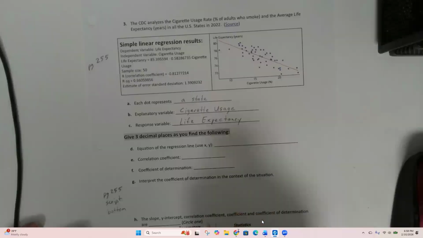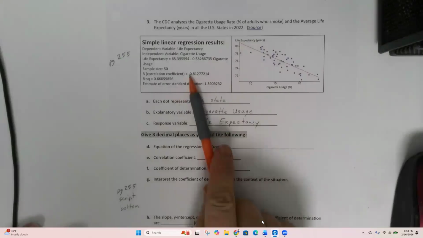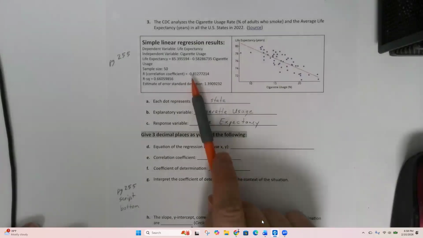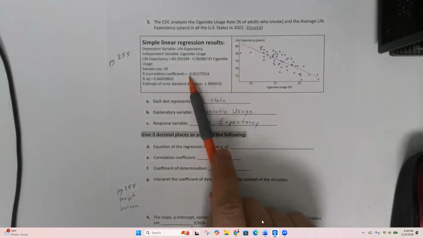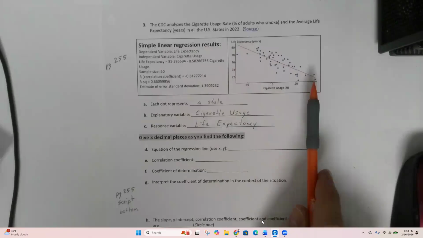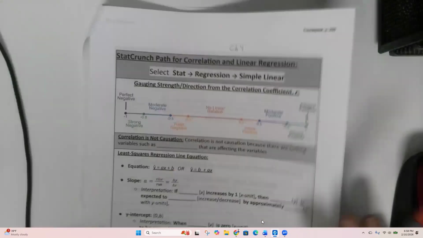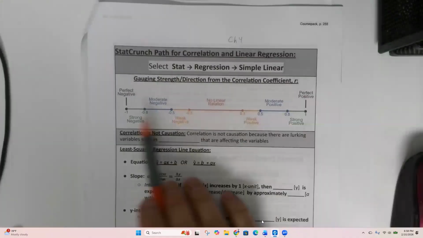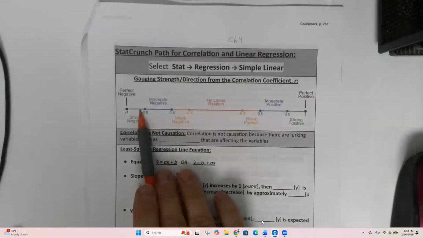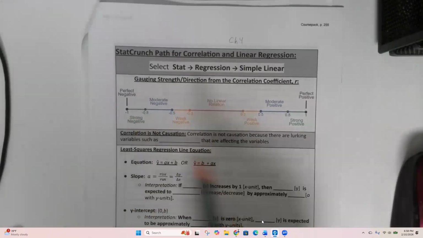Our correlation coefficient in this case is negative 0.81, and it's negative because this is a negative slope. Now that doesn't mean that it's a bad correlation. It actually means that this is quite a good correlation, a very predictive one, because it is strong. Negative just means that as X increases, Y goes down. If a state has a lot of cigarette usage, then that's going to hurt life expectancy. And that makes sense, right? A lot of cigarette usage is going to cause people to have health issues. So negative 0.81 is going to land right here in the strong negative.